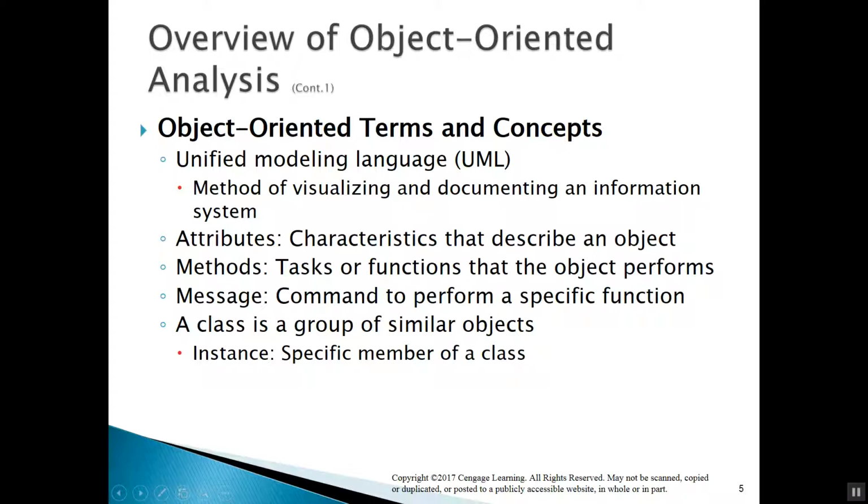Now, a class is a group of similar objects. I usually look at the class as the base or the parent. An instance is a specific member of a class, or an instance of that class. And the example we used before was person, teacher, and student. The person is the class, teacher and student are the objects.